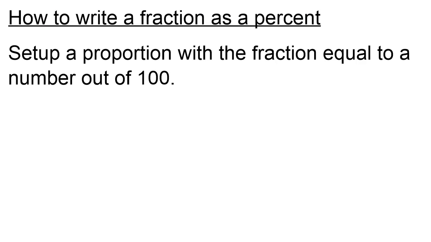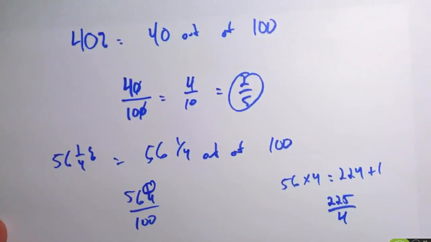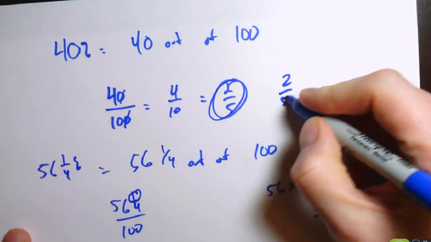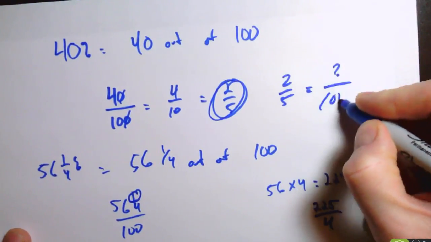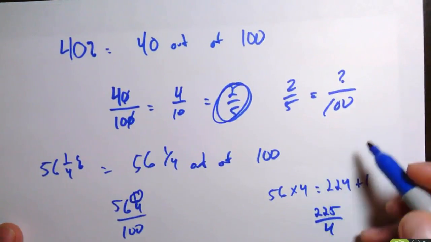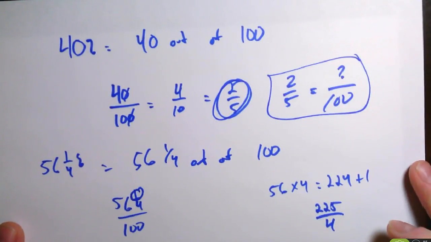So now, how to write a fraction as a percent. This is the one where we go back to chapter 6. Why we did chapter 6 before chapter 7: if I want to write a fraction as a percent, I'm trying to figure out what that number is out of 100. When I had 2/5, what I'd be saying is 2/5 is what number out of 100, because we're trying to compare it to 100. Well, what have I done? Oh, I just set up a proportion.